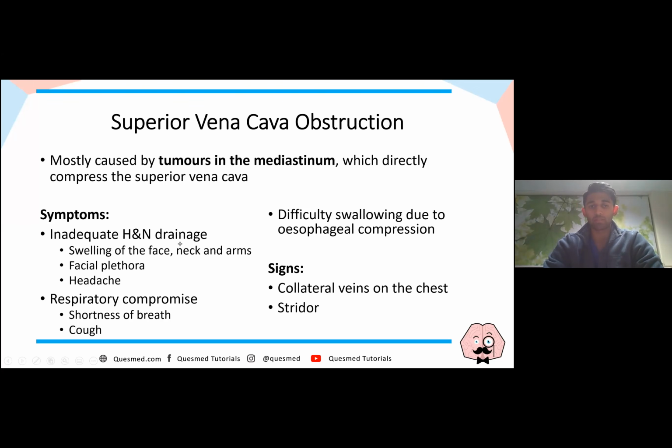So we've gone through the signs and symptoms, so inadequate head and neck drainage, respiratory compromise. The reason you get respiratory compromise is the SVC drains into the right atrium, and then the right side of the heart pumps blood to the pulmonary vasculature for oxygenation. Okay, so if you're not draining the head and neck particularly well, you've got less volume of blood being oxygenated by the lungs, and so relatively speaking, you will be hypoxic, and therefore you'll be tachypneic. The esophagus can be compressed, particularly by head and neck tumors which are causing SVCO. So some patients may present with dysphagia, and some even with stridor if the trachea is also being compressed.